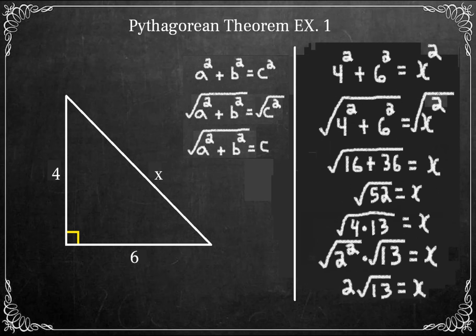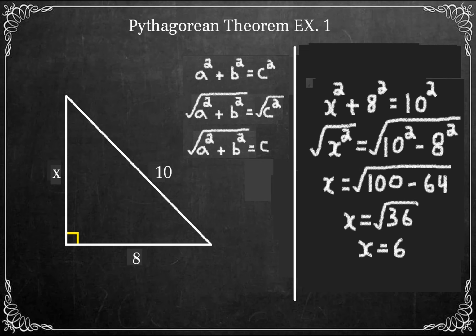This time, if we let c equal x, let's solve for x. Square root both sides, follow the same steps to get square root 52 equals x. Then we can rewrite the number 52 as a product, 4 times 13. Which is nice, because the number 4 can be written as 2 squared. However, this time we can apply the square root individually to each term if they make a product, which gives 2 times square root 13 equals x.